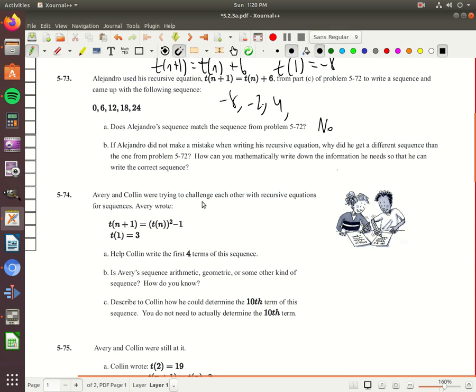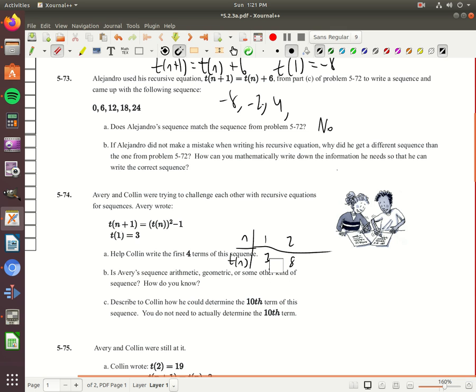So Avery and Colin were trying to challenge each other with recursive equations for sequences. Avery wrote this equation. Help Colin write the first 4 terms of the sequence. Well, I know the first one is 3. It's given to me, right? T of 1 is 3, right? This is my n and my t of n. So if I want the next term, term 2, because right now I know 1 is 3, take the output of this term, 3, square it. 3 squared is 9, minus 1 is 8.